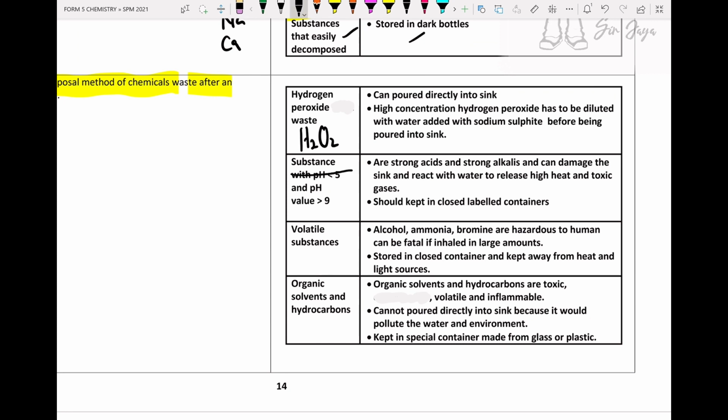A substance with a pH value less than 5 or more than 9 is considered concentrated acid or alkali. These substances are very strong acids and alkalis, and can damage the sink if we pour them directly into the sink. They can also react with water to produce high heat and toxic fumes, and should be kept in a closed, labelled container.